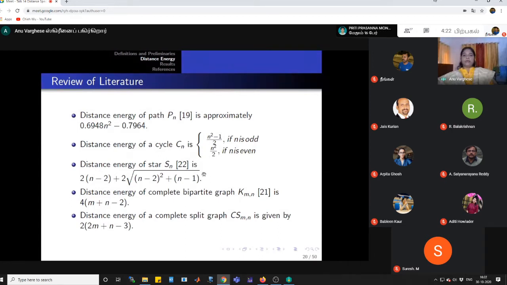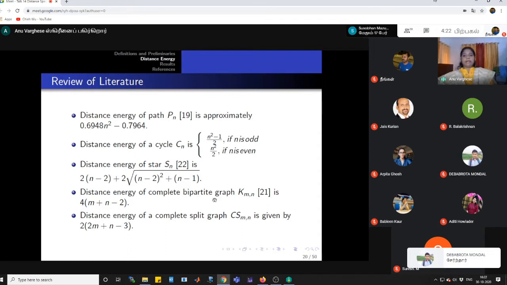Also, we consider the star Sn. This is the star on n vertices. It is also a tree and has a unique positive eigenvalue. Therefore, the distance energy of the star is twice the spectral radius. The spectral radius is n minus 2 plus the square root of (n minus 2) whole square plus n minus 1, and twice the spectral radius is the distance energy of the star.